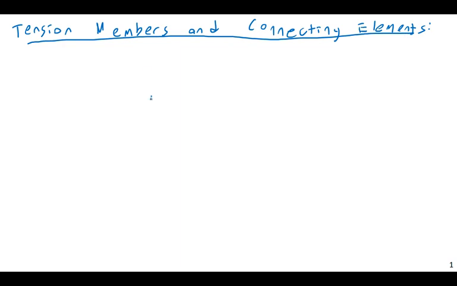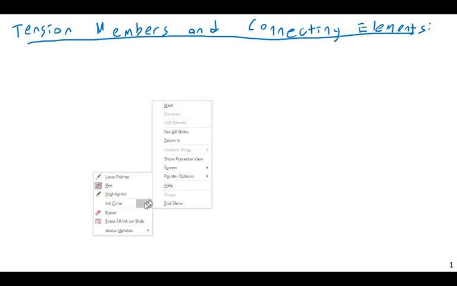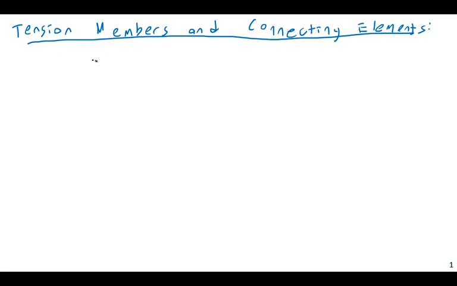All right, so this shouldn't be any surprise. I think the definitions of tension members and connecting elements are kind of self-explanatory, but we could be a little more specific. I'm going to abbreviate tension member as simply TM. And a TM, or a tension member, is simply an element in pure tension. An element designed to carry tension. Fairly straightforward.